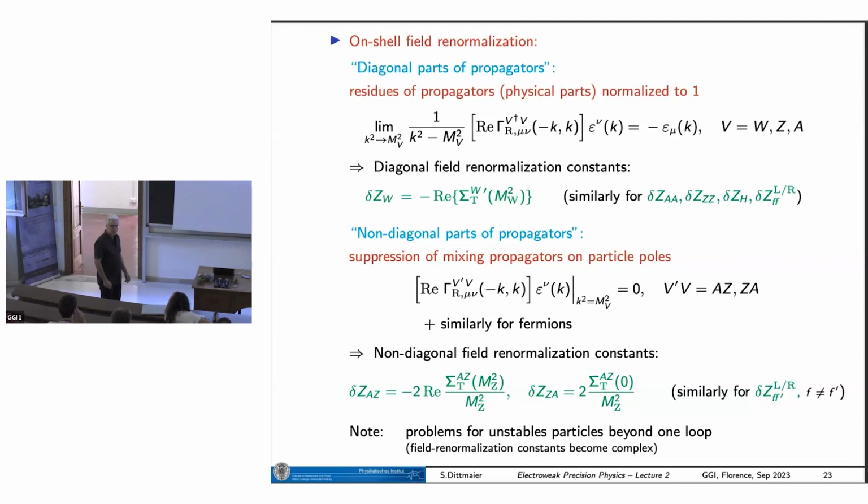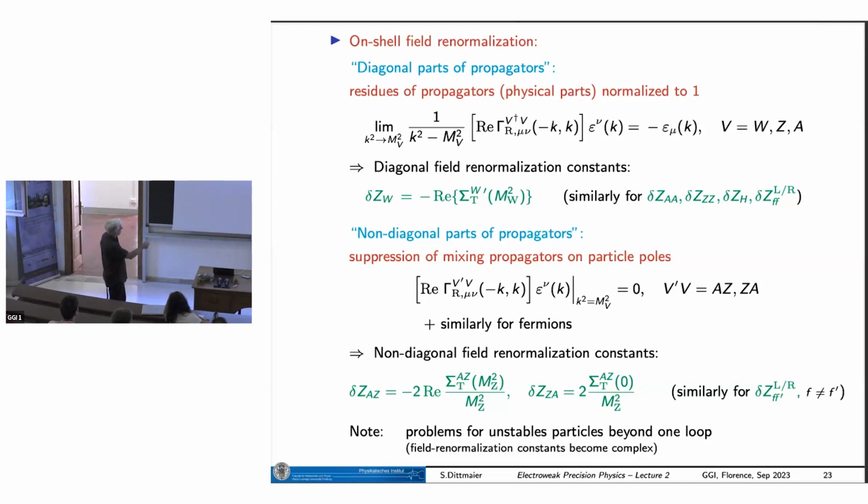And what you have to do, you just go again to these propagators and you fix these diagonal parts of the field renormalization in such a way that the residue does not get a correction. Yeah, the residue for the propagator pole. This is spelled out here again for, let's say, the W boson, but it also works for the photon here. There's not so much to say about it. What you see here basically is a correction to the residue.